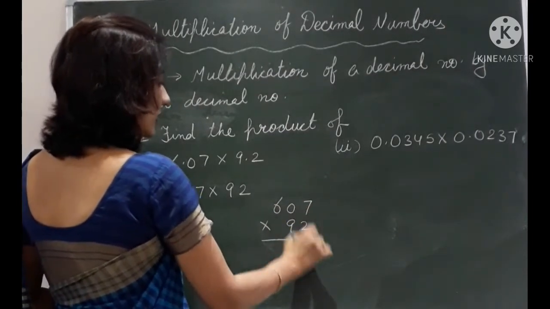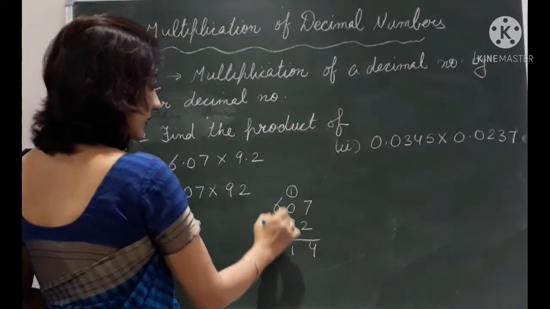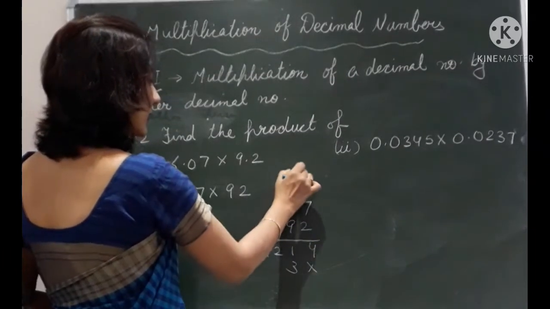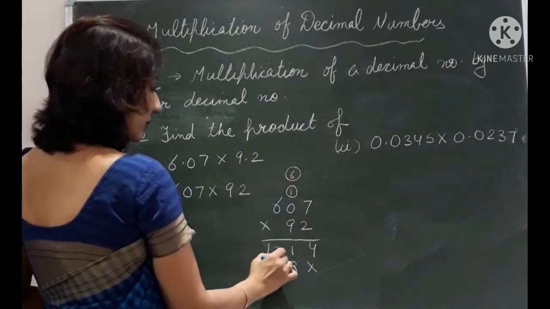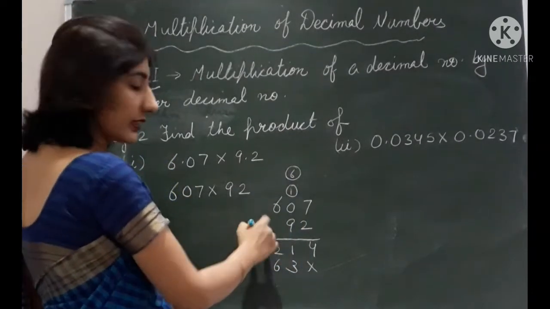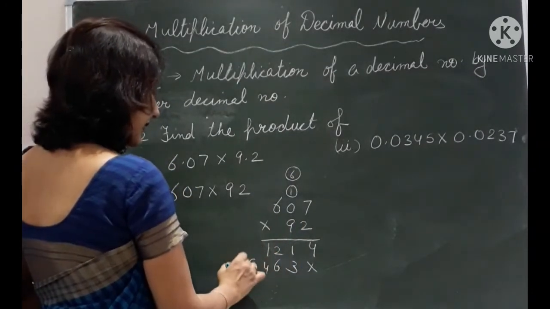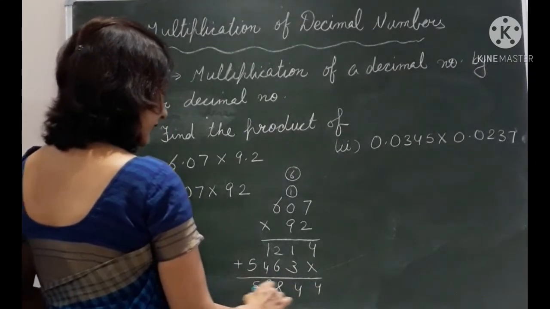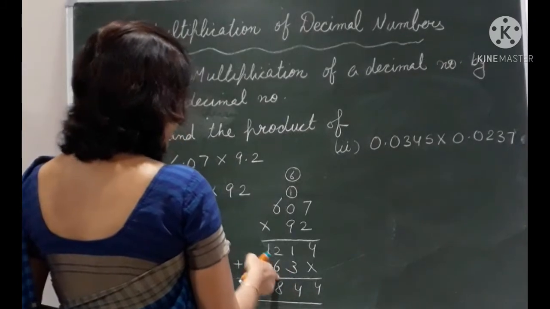7 2s are 14, carry 1. Then 1, 6 2s are 12. 9 7s are 63, carry 6. 9 zeros are 0, plus 6, 6. 9 6s are 54. Add them: 4, 4, 8, 5, 5. So this is the product after removing the decimal.